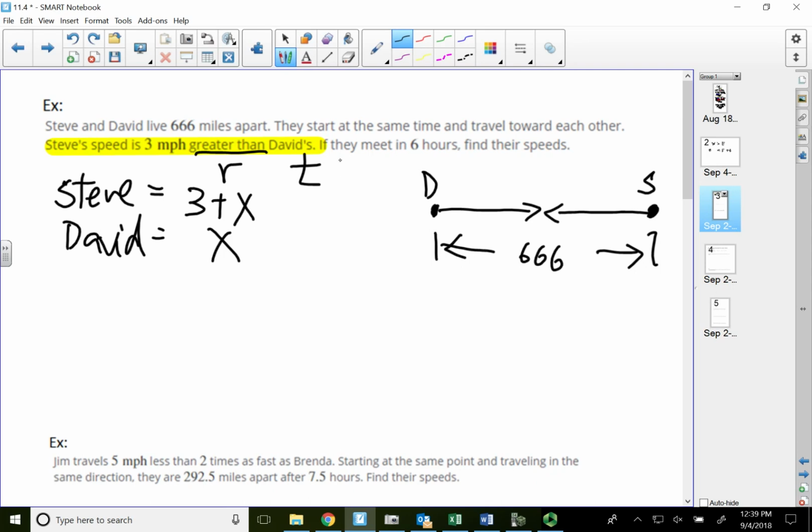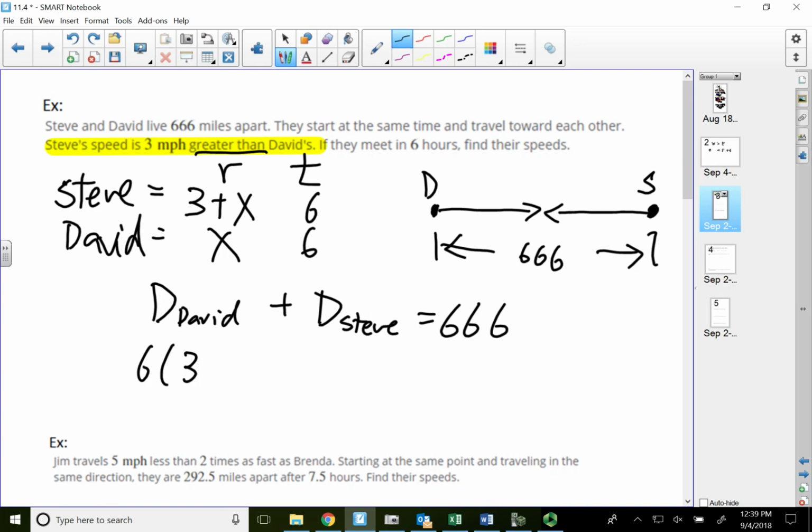If they meet in 6 hours, so Dave travels 6 hours, Steve travels 6 hours, then they will meet. So when they meet, that means they have traveled 666 miles. So the distance that David traveled plus the distance that Steve traveled got to equal 666. All right, so distance equals rate times time. So that'll be 6 hours times (3 plus x) plus 6 times x, which is 6x, equal to 666.